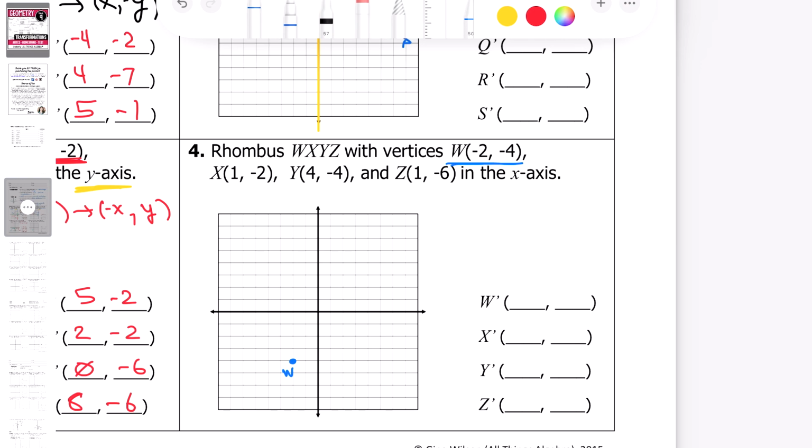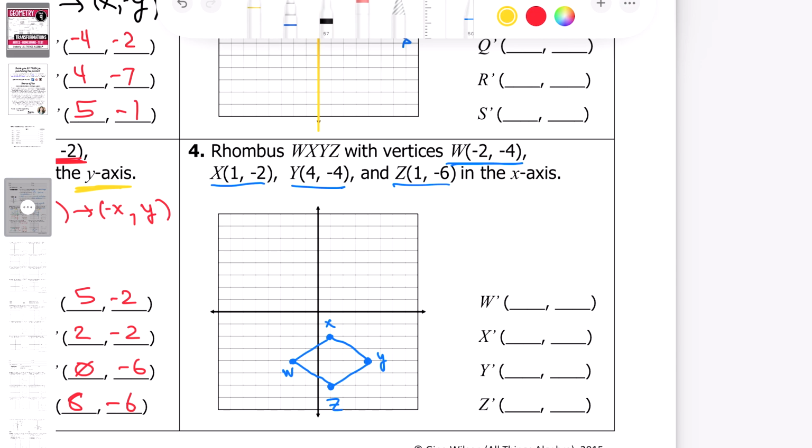So X is positive 1, negative 2. So that was X. Y is positive 4, 1, 2, 3, 4. Down 1, 2, 3, 4. So here's Y. And the last piece here is Z. So that's positive 1, down 1, 2, 3, 4, 5, 6. So that's Z, like that. So now you can see our cute little diamond shape that we end up with here.